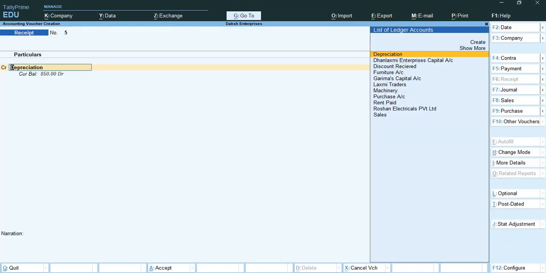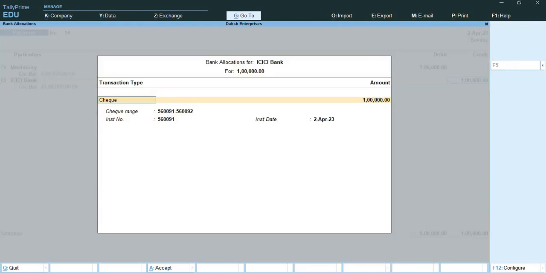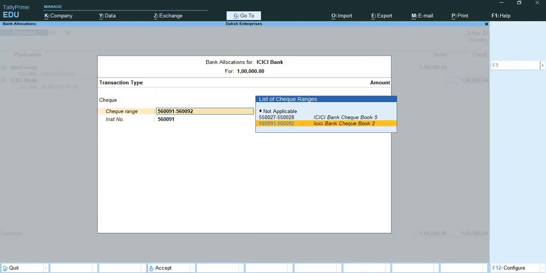So on 3rd April 2020, purchase machinery from Sam Machine Tools amounting to rupees 1 lakh by paying check number 550023 of ICICI Bank. So first of all, I'll open my payment voucher by pressing F5. I'll select my machinery ledger over here with 1 lakh and credit ICICI Bank by selecting the check range 550023. So this check range is not available.